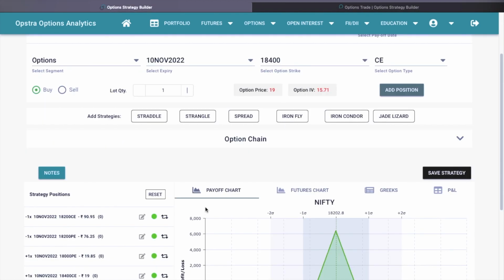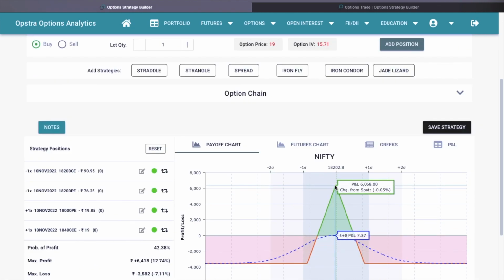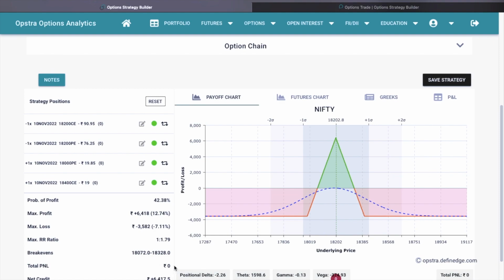Now, how can we achieve a position where it goes up to the crown, or we can limit our losses? Let's say tomorrow the market opens flat around 18,200. Both of these options will decay by time, there would be some theta decay. Let's say this value decays to 70 and this decays to 50, so you would have some profit in your total PNL.